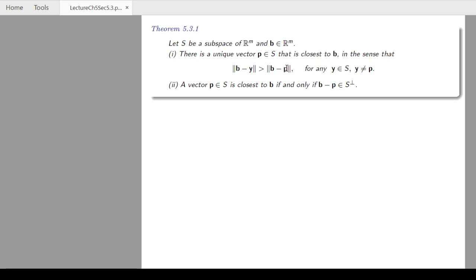The second conclusion is this. Suppose P is a vector belonging to the subspace S. Then P is closest to B if and only if B minus P belongs to the orthogonal complement of S.